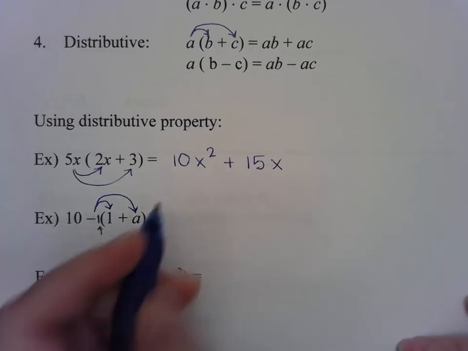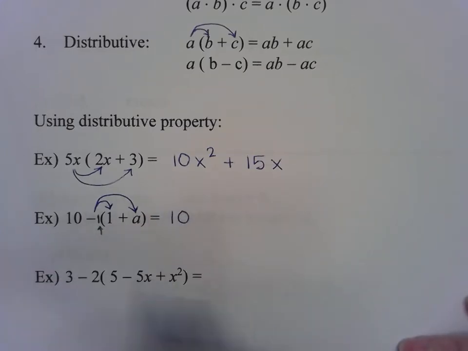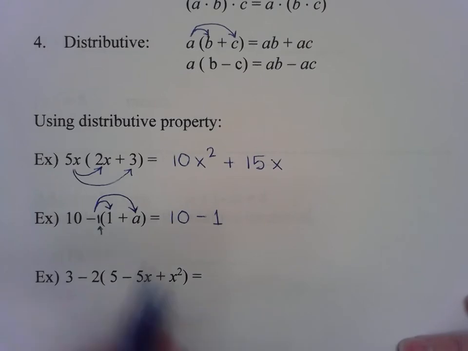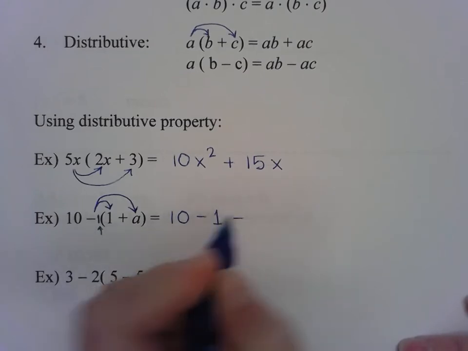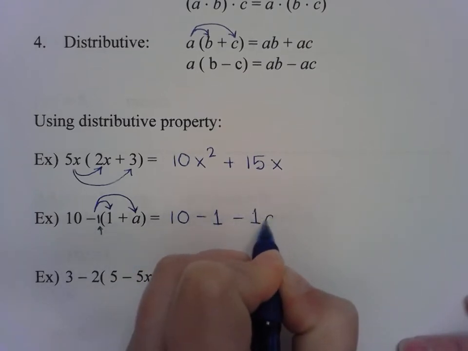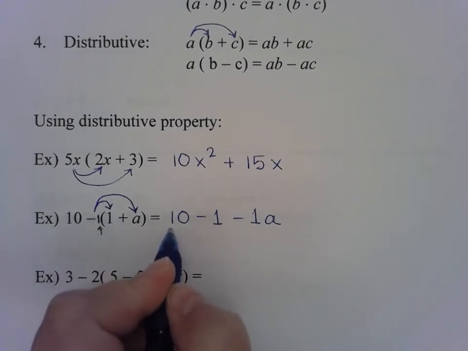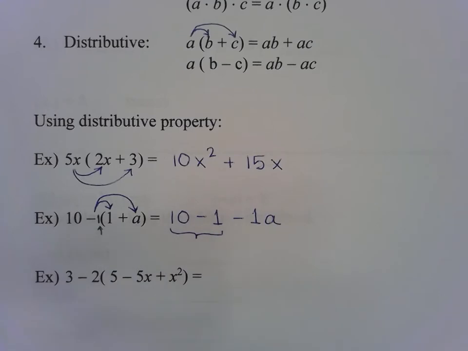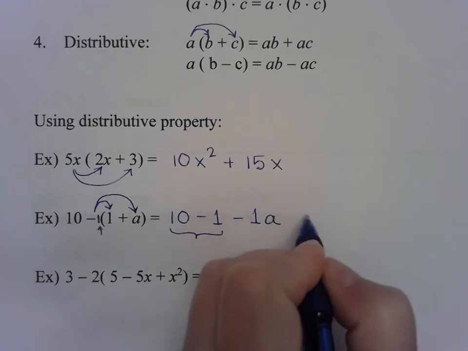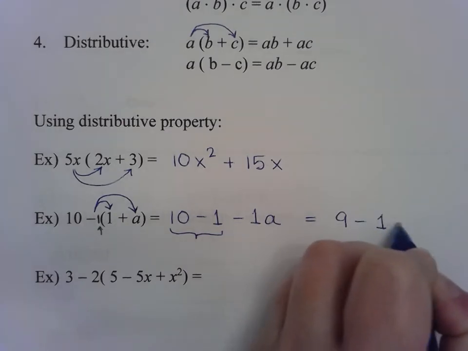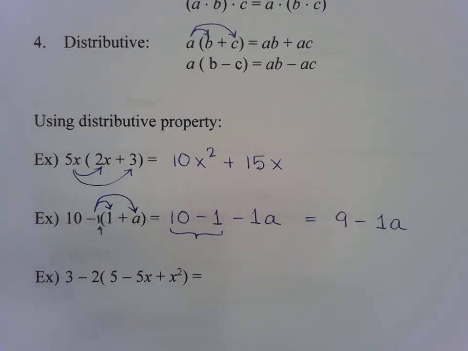So the 10 initially is just hanging out in the front. -1 times 1 would be -1. -1 times a would be -1a or -a. You can write it either way. And then to make it as simple as possible, we can combine the two real numbers here. So 10 minus 1 would be 9 minus 1a, or 9 minus a would be fine as well.